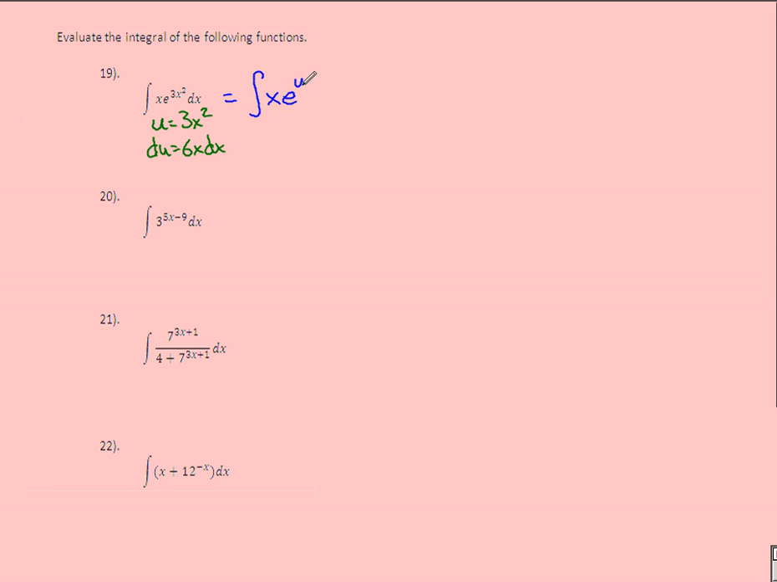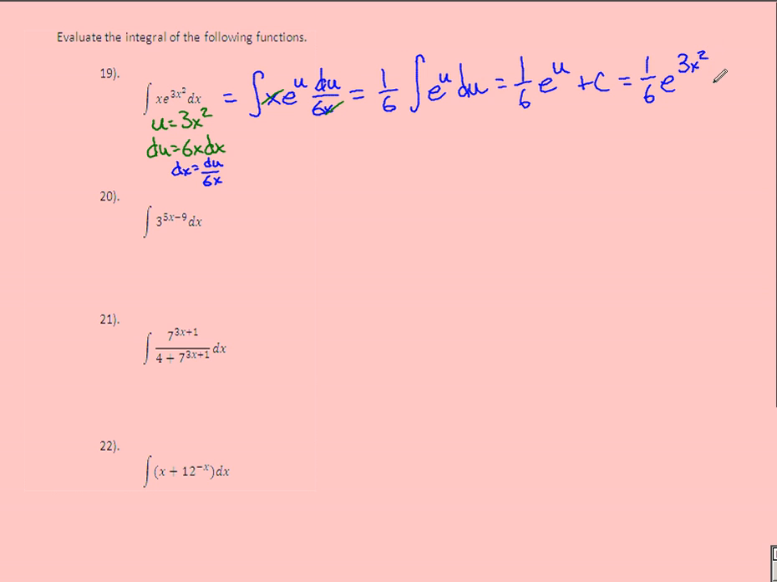It's now e to the u power. My dx would now be, dx would equal du over 6x. That's why I write du over 6x. What cancels each other out? The x's go away. I can pull out the 1/6 because the 6 is in the denominator. It comes out to the front. Now I have the integral of e to the u du. This is always where I evaluate the integral. The integral of e to the u is just e to the u plus c. My last step is just to plug back in for u, so 1/6 e to the 3x squared plus c as my final answer.